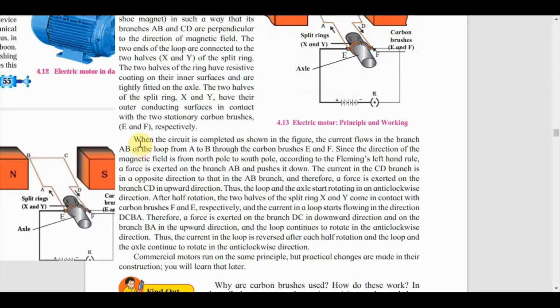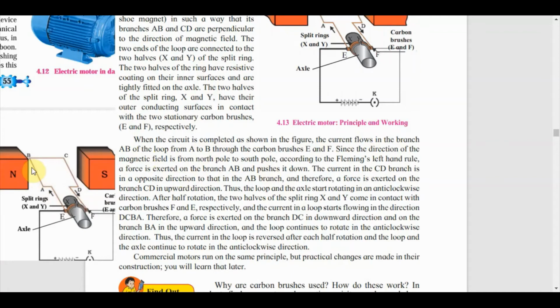Now let us see how it works. When the circuit is completed, as shown in the figure, what will happen? The current flows in the branch AB of the loop from A to B. See here, the current flows from here, A to B.